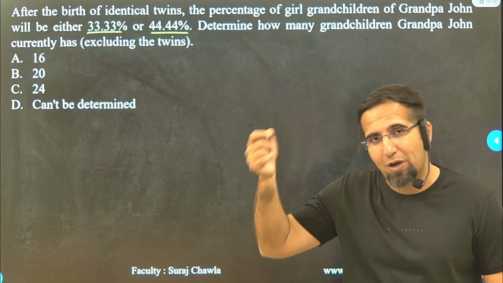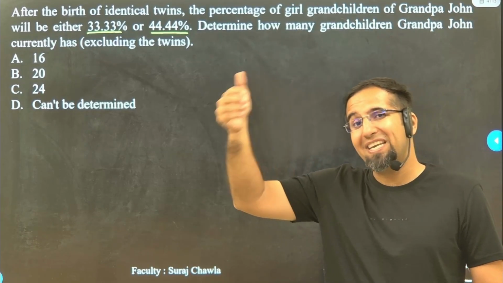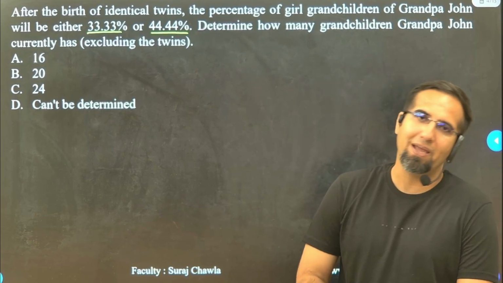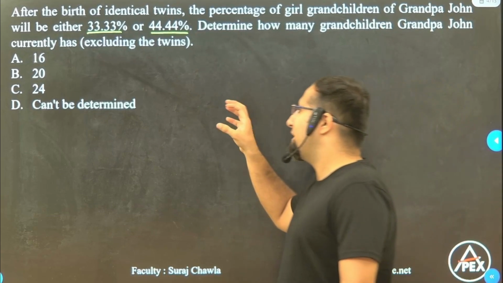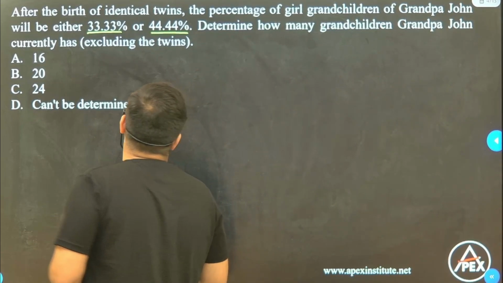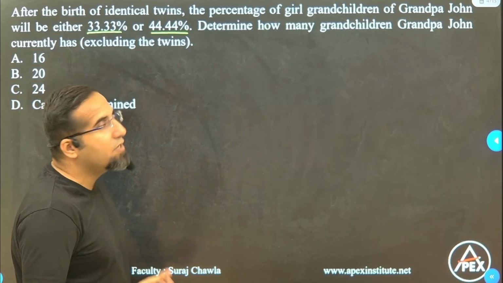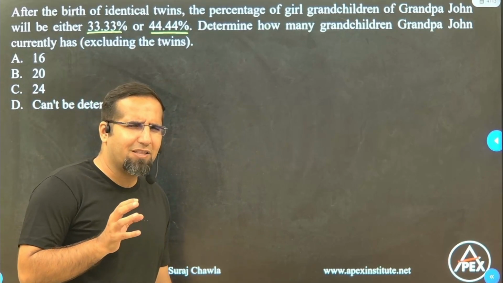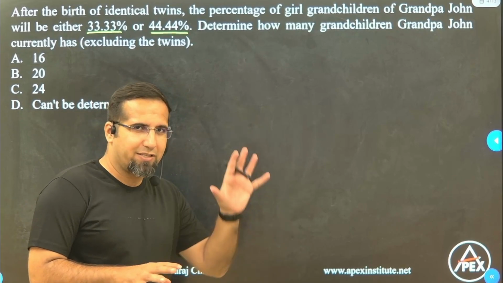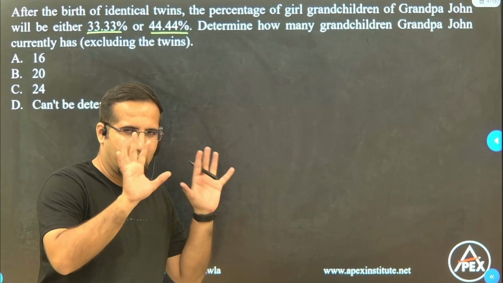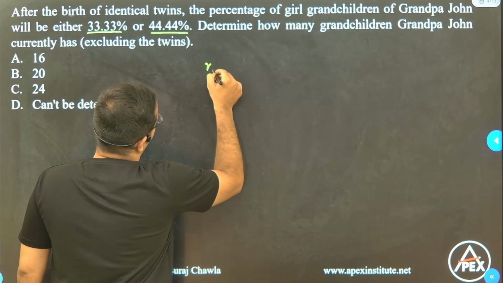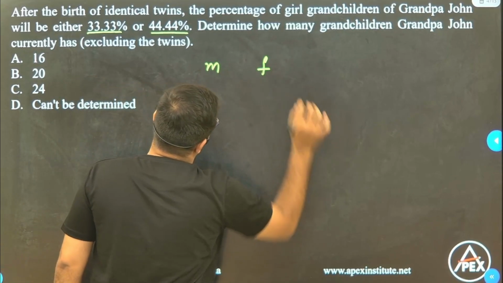1/9 is 11.11. A multiple of 11 repeating after decimal is 1/9. So 44.44 becomes 4/9. तो 1/3 या 4/9 वैल्यू किसका है? The percentage of girl grandchildren. मतलब it's telling me that Grandpa John had some male grandchildren, some female grandchildren. Okay, so let me assume the male grandchildren were M and the female grandchildren were F.